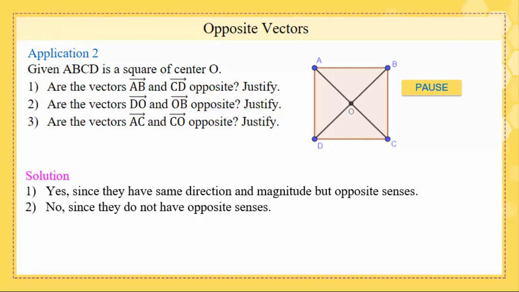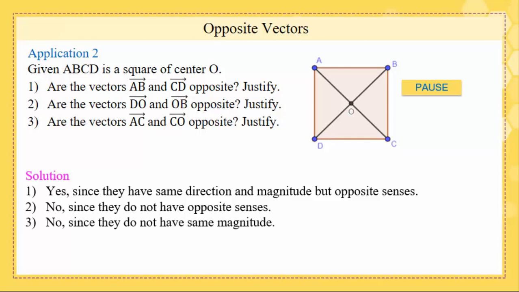Part 2. Are the vectors DO and OB opposite? This is DO and this is OB. These two vectors have the same direction, same magnitude and same sense. So they are equal vectors, not opposite vectors.